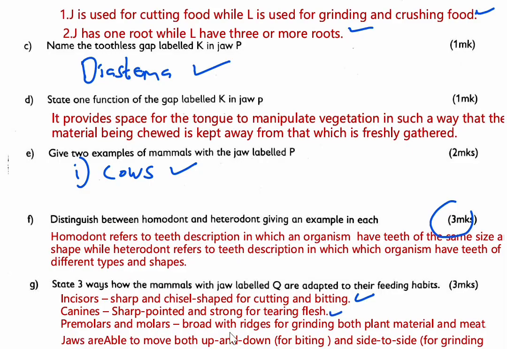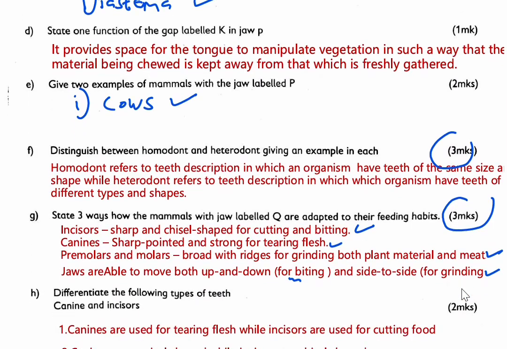Premolars and molars are broad with ridges for grinding both plant material and meat. Another one is that their jaws are able to move both up and down for biting and side to side for grinding. That is true for our jaws. They can move up and down for biting, but also side to side for grinding food. So we get those 3 marks.